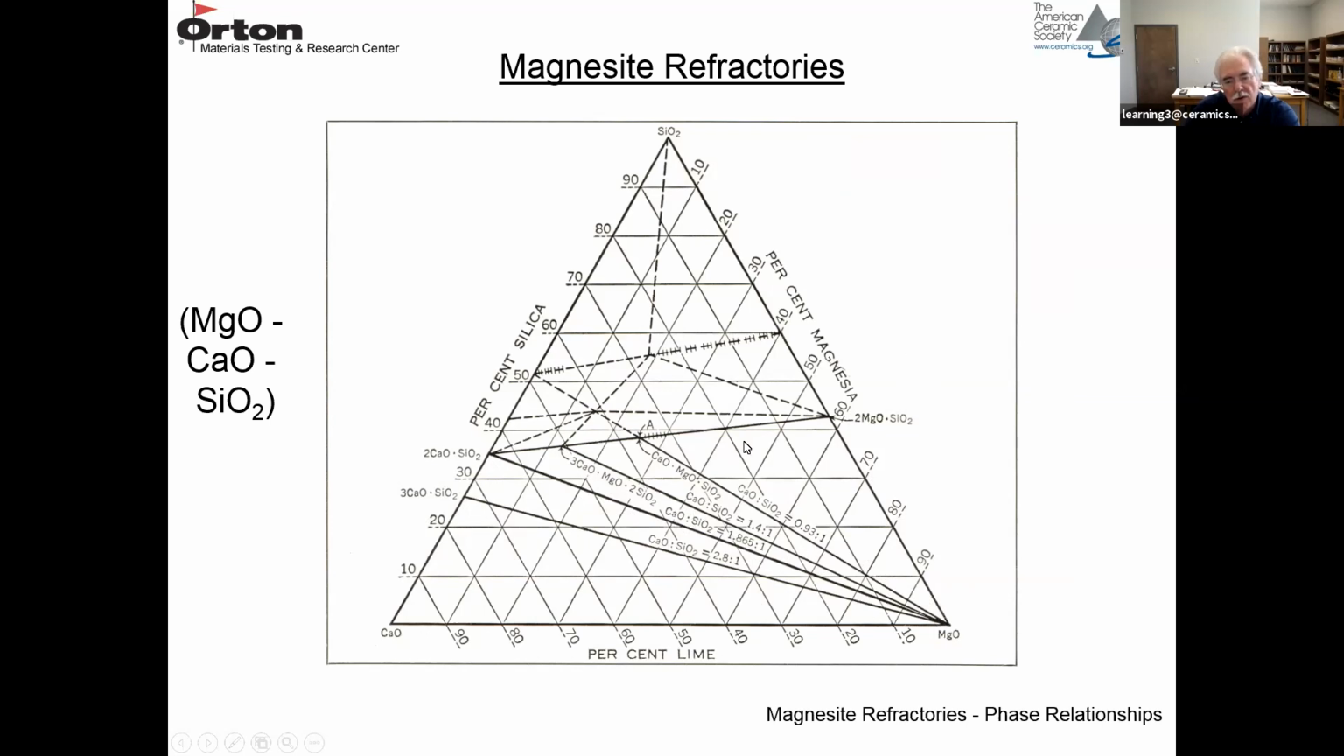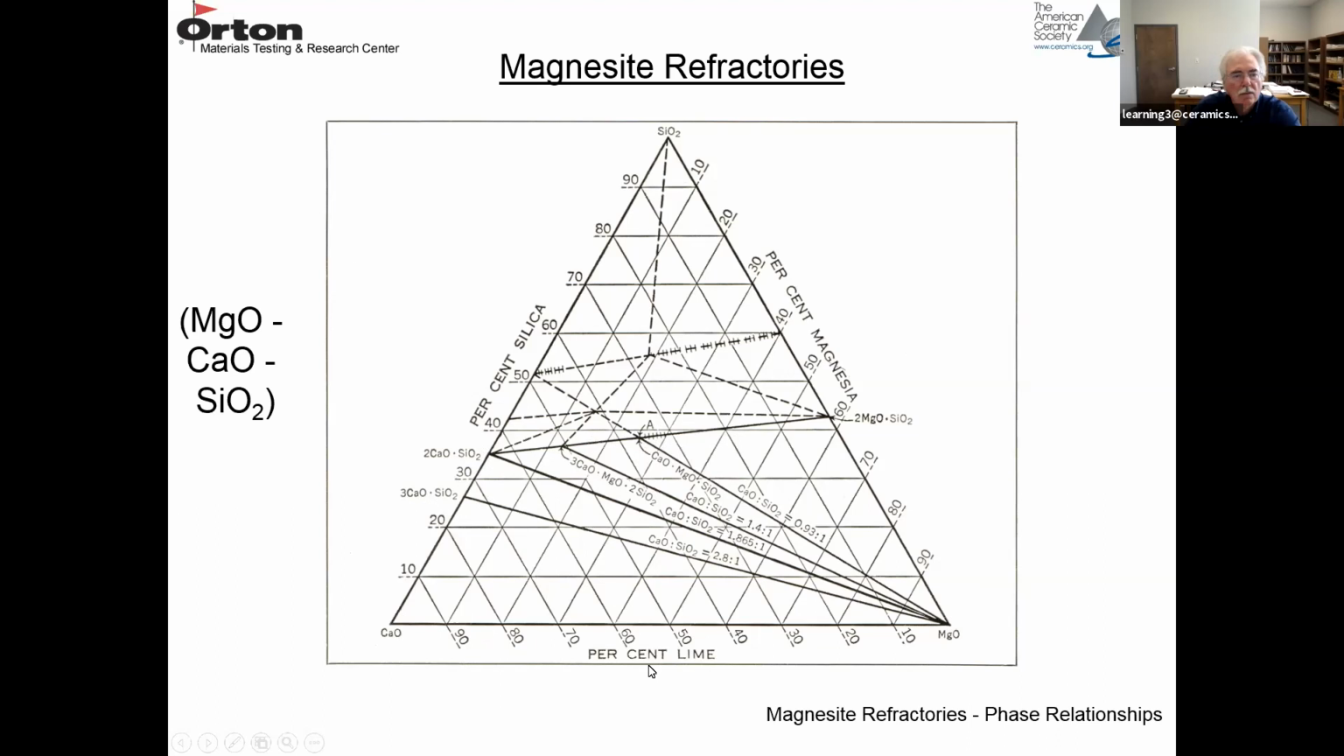So with ratios lower than this, you're going to end up with the merwinite and monticellite in the grain boundary areas or in the matrix. So you need to have a lime to silica ratio greater than this number so that the phases that are going to be present are MgO, CaO, and tri- and dicalcium silicates.